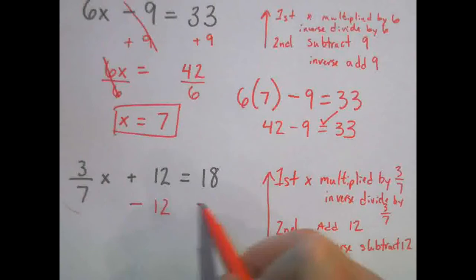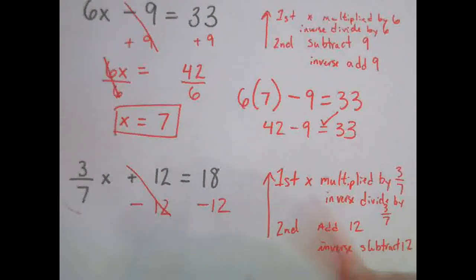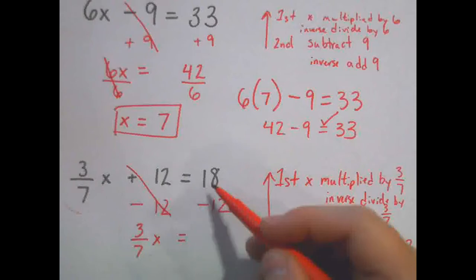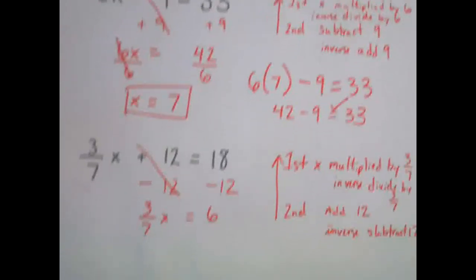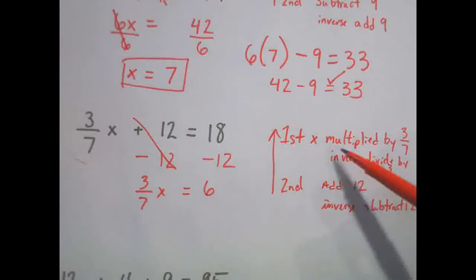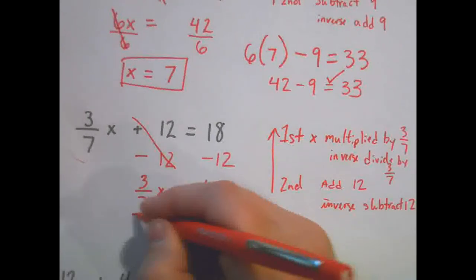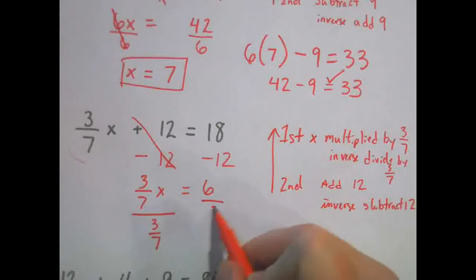Again, I like to keep it nice and pretty lined up here. Plus 12 minus 12 leaves me 0. So this is just 3/7 x. All right. 18 minus 12 is 6. All right. Now I'm multiplying 3/7 and x. So I need to divide. I need to use inverse operations. So I'm going to divide this whole thing by 3/7. I'm going to divide this side by 3/7.